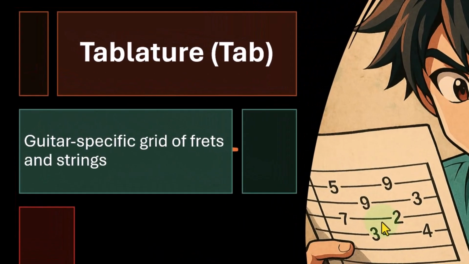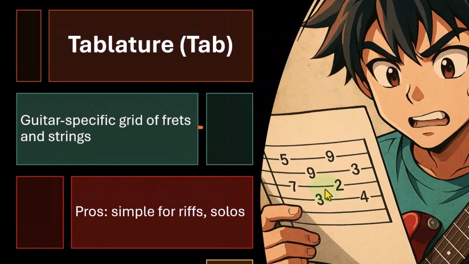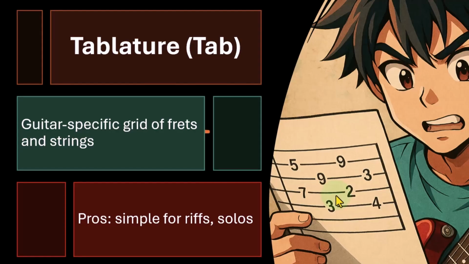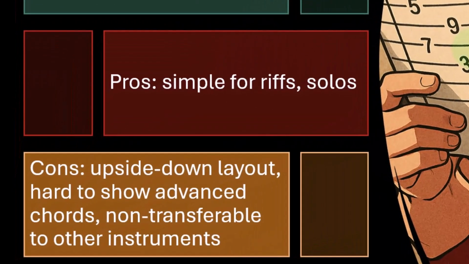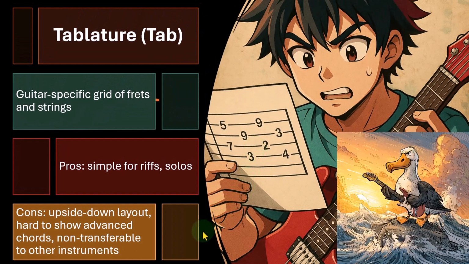So obviously the tab is specific for guitar. A guitar-specific grid of frets and strings. The pros: it's simple for riffs and solos. The cons: upside-down layout, hard to show advanced chords, non-transferable to other instruments.